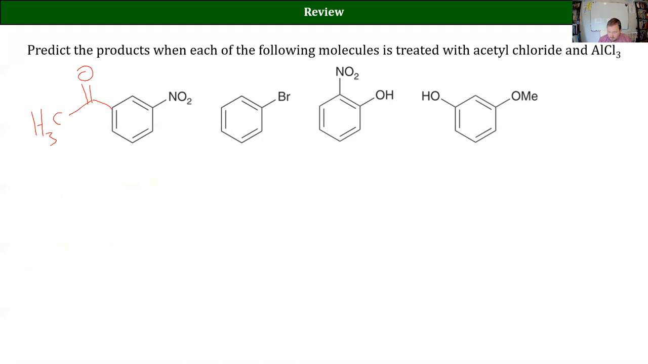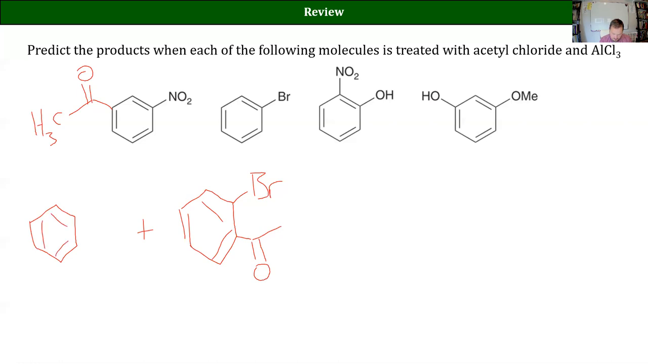All right, so if we have pi bonds conjugated with the benzene ring, it's going to be a meta director. If we have lone pairs conjugated with the benzene ring, it's going to be an ortho para director. So we'll actually get two products for B here. We'll get the ortho product, and we will get the para product.